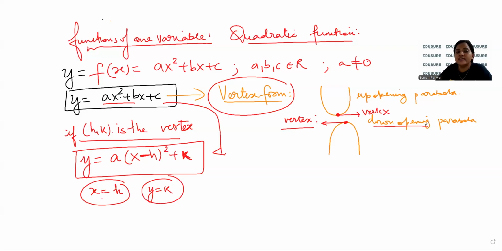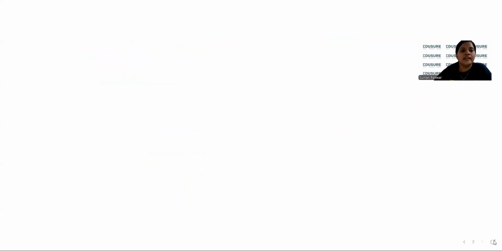So (h, k) is the vertex. Here is a negative sign. Here is a positive sign. So this is the vertex form of a parabola. And this constant a is the same as this constant a. So now we will learn how to convert a quadratic function which is given in its raw form into a vertex form. Okay. So now, for example, let us start with the basic raw equation.